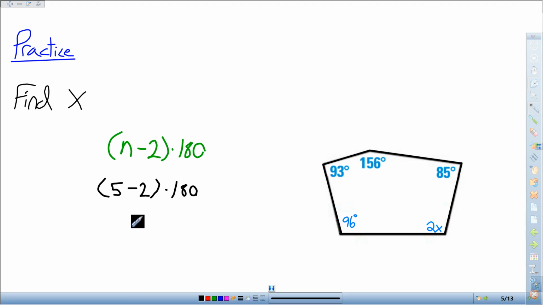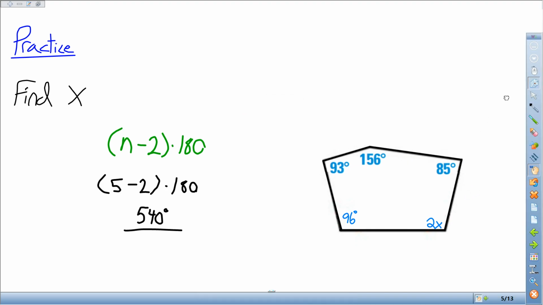Okay, I've got 3 times 180, looks like 540 degrees. Okay, again, if you want to circle that, that is the sum of the interior angles. That's what these things add up to. Okay, so now let's go ahead and make our equation.